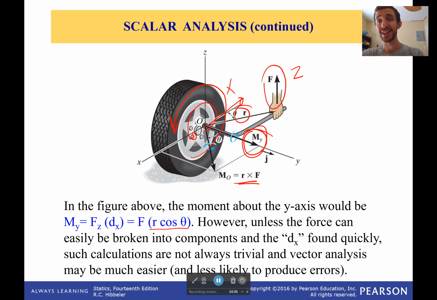Another thing is you can just break it up into components. So if you've got a force, it has an x component, and it has a y component. Same thing with your position vector. It has an x component and a y component. And you just multiply the two together and then add them or subtract them based on the direction.